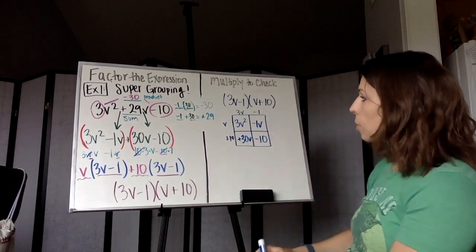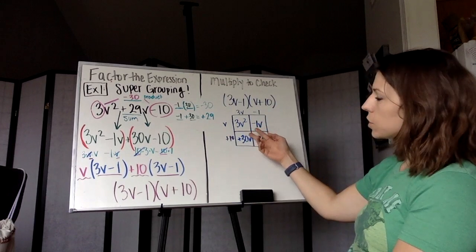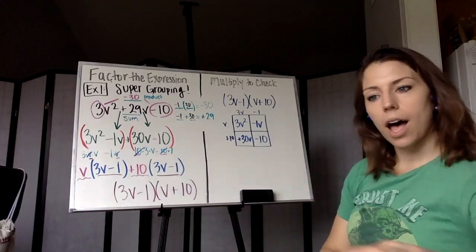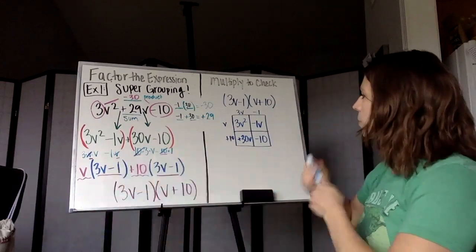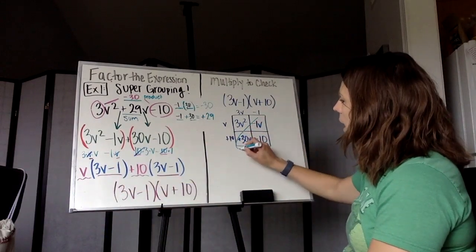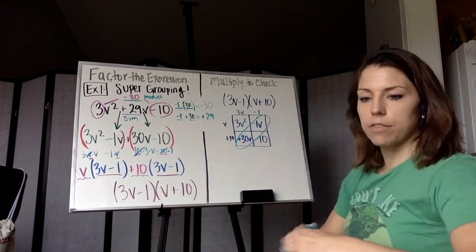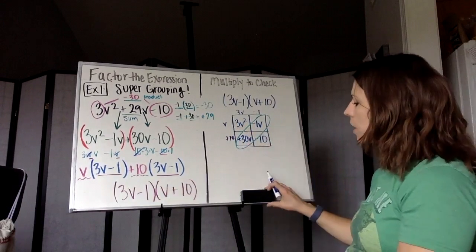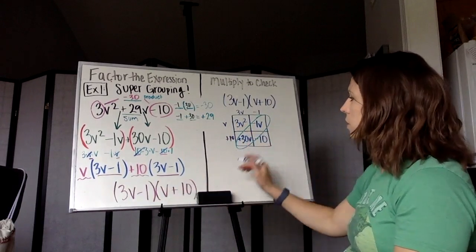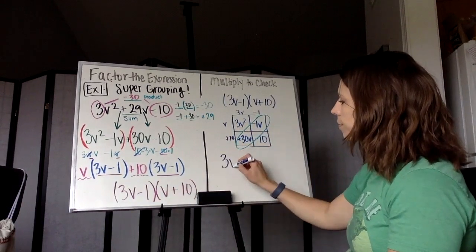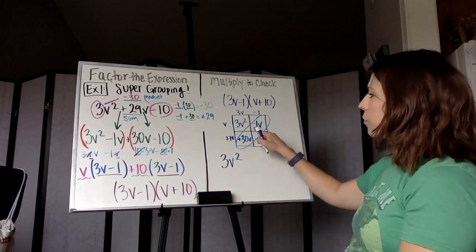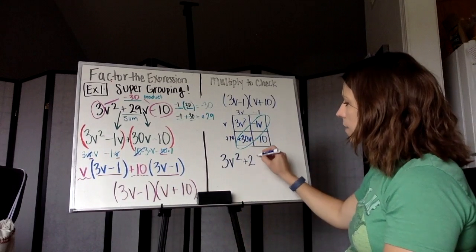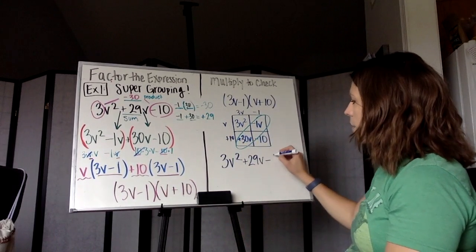This is different from normal grouping because I see like terms, which means when I pull all of my terms out of the window, I'm going to have some combining to do. I can combine the 30v's with the negative 1v, and that'll help me with my final answer. So here we go. First term is the term with the greatest degree, which is 3v squared. Negative 1v plus 30v, or just 30v minus 1v, is plus 29v. And then a minus 10.